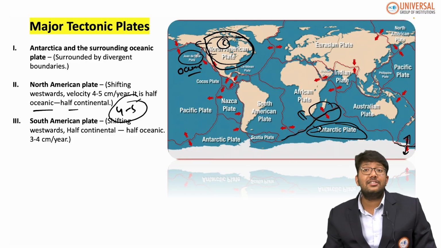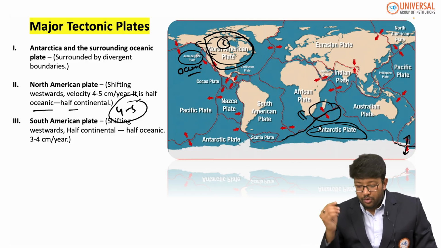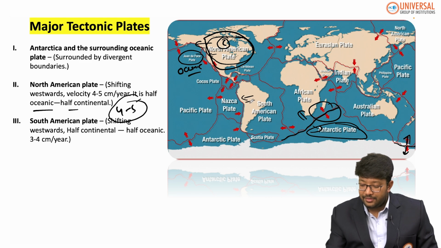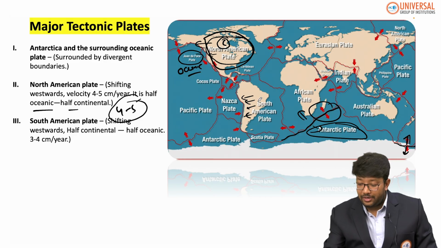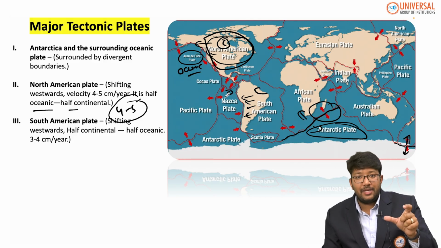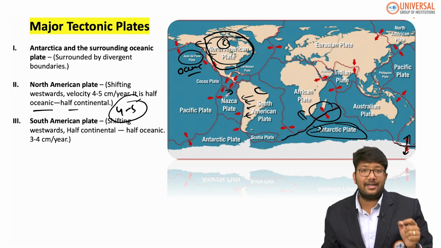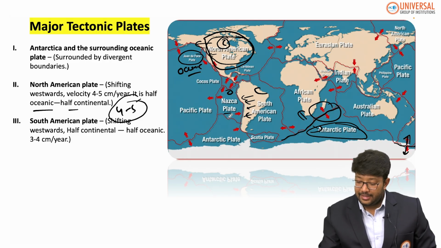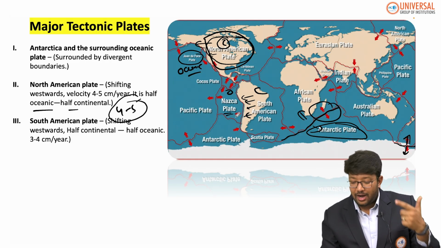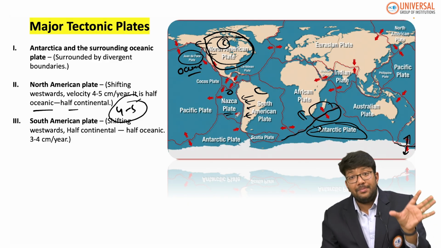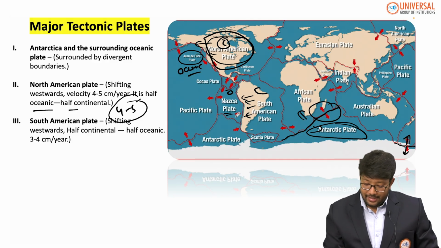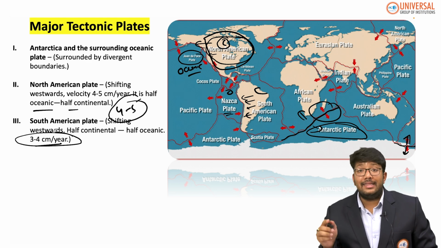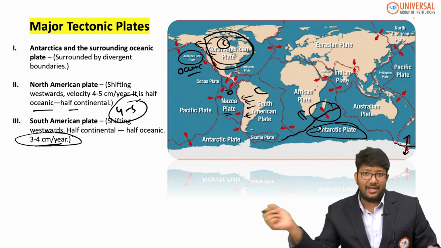Third important plate is the South American plate. So the South American plate is also shifting towards the west direction. The South American plate is also half continental, half oceanic plate. And which is the oceanic plate? The name of the oceanic plate is Nazca plate. Nazca, remember that Nazca plate. So Juan de Fuca, Nazca plate, Cocos plate have been asked in examinations. So please, you have to remember those. This is also shifting westwards at the rate of 3 to 4 centimeter per year. The rate of drifting is also asked in examination.